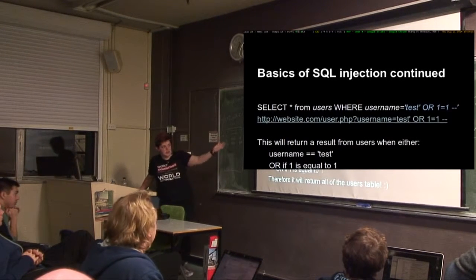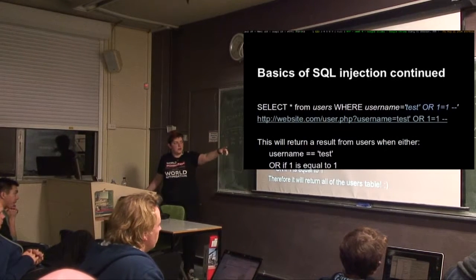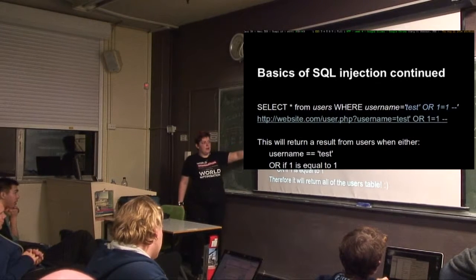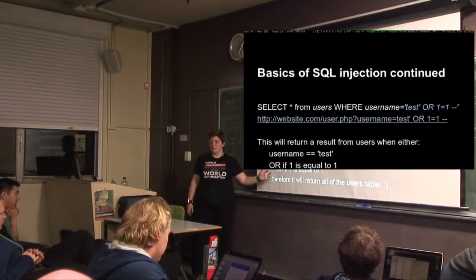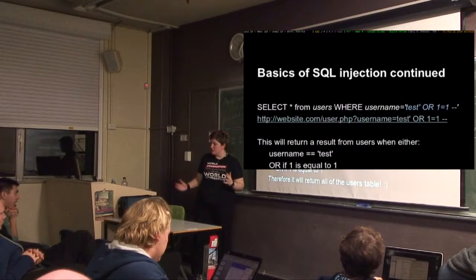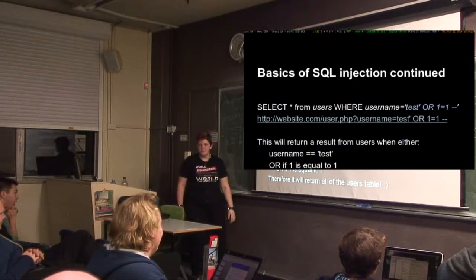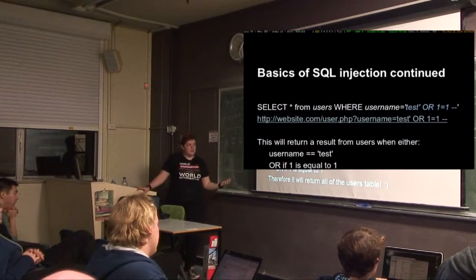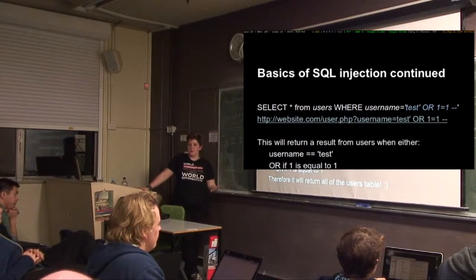So for example, if we said username equals test or 1 equals 1, dash dash is like a comment to end the line, and then a speech mark, the speech mark will be put in. So if we went to this URL, this will return a result from users where either the username is test or 1 is equal to 1. Now since 1 is always going to be equal to 1, I hope, this will return all of the users table. So you can do this sort of thing for logging in, say you're logging in as the admin, and the admin requires a password.